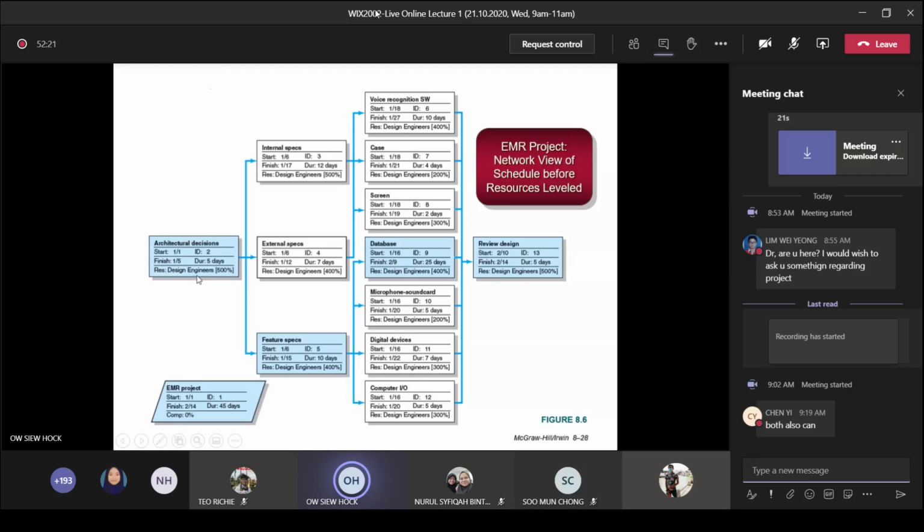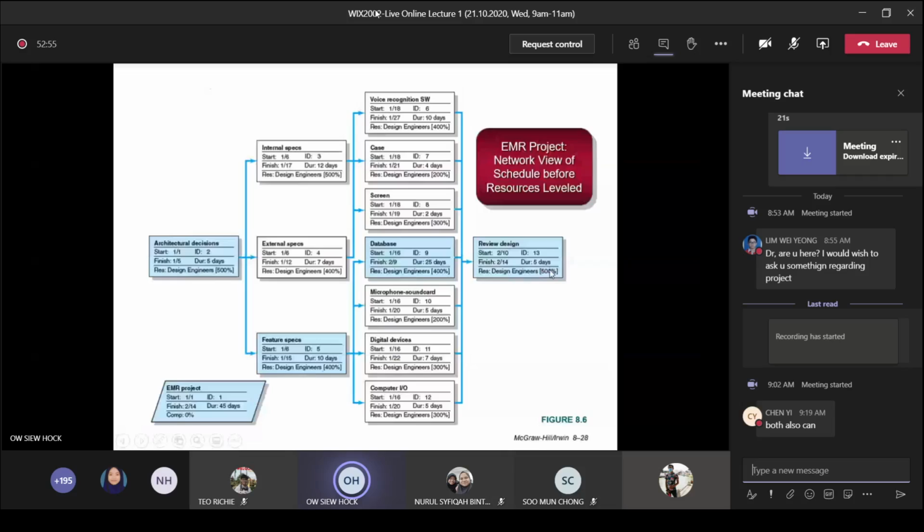So you require design engineers, but here they put 500%. 100% means 1 design engineer, so 500% means you need 5 design engineers. The second one, actually 3, 4, 5: this one needs 5 design engineers, this one 4 design engineers, this one 4 design engineers, and so on. This is plotted by computer software, and you end on the finishing day, which is February the 14th. You started on the 5th of January, finishing on the 14th of February.